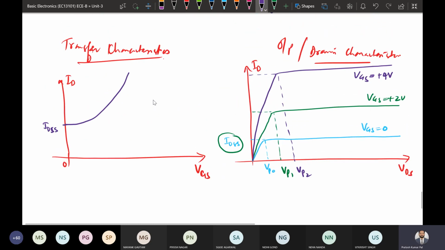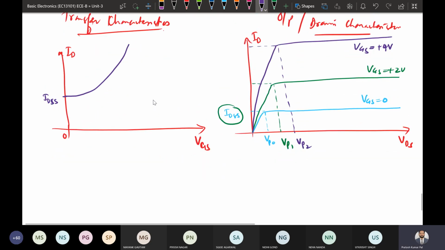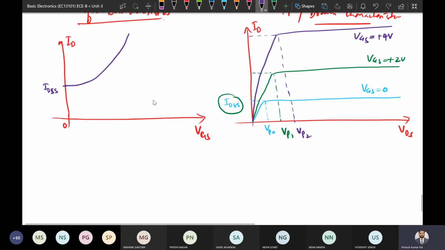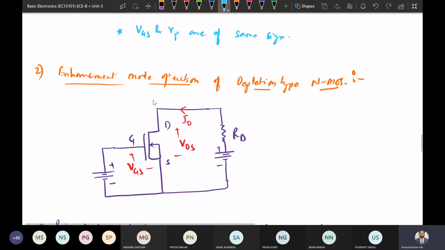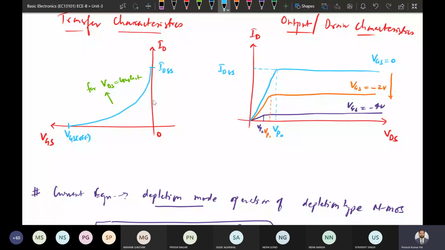Okay, so one thing we can note is, in case of depletion mode, VP0, as we have seen in the previous case, is the maximum VDS or maximum pinch off. So out of the different pinch off voltages, this VP0 is the maximum pinch off.